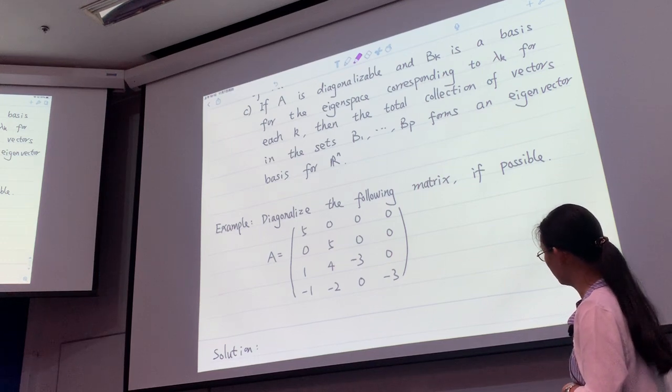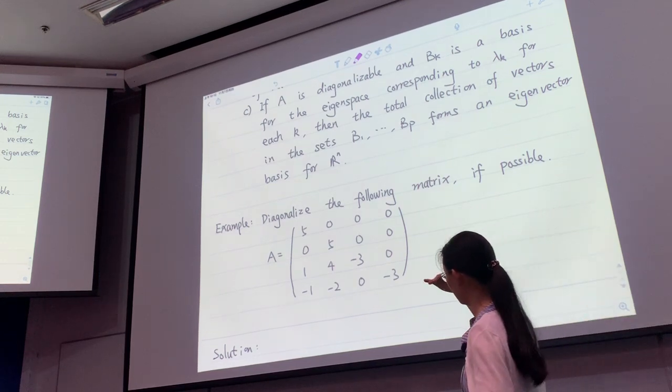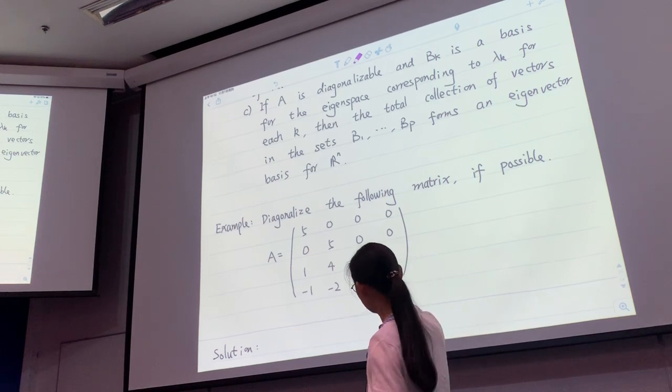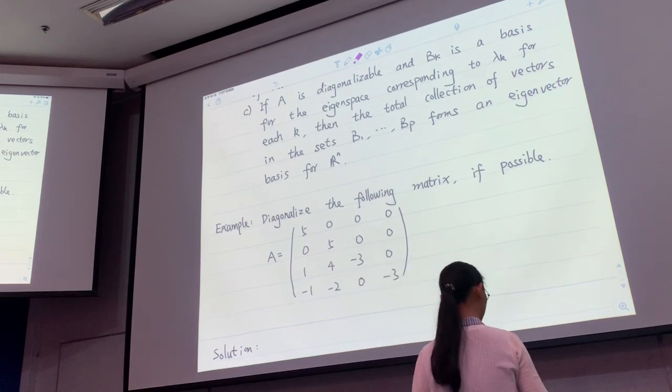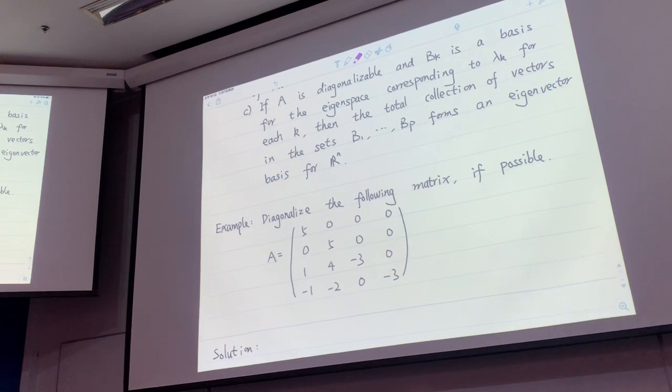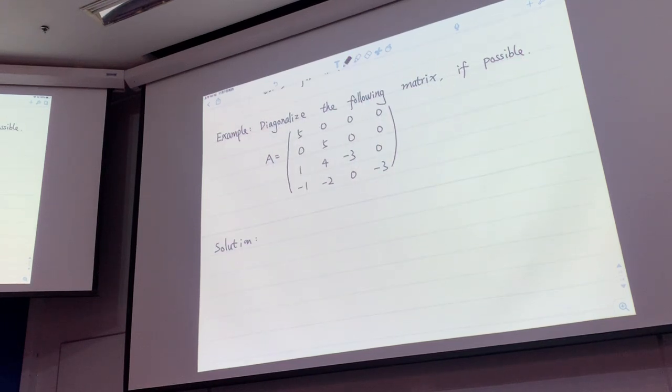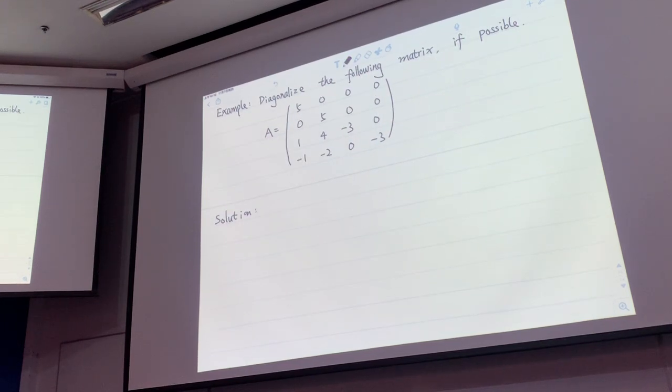Diagonalize the following matrix if possible. So this is a triangular matrix, and so the eigenvalues are easy to find. So we just write down the eigenvalues directly. Then for the corresponding eigenvectors, I just give you the result. Can you help me write down the matrix P and the diagonal matrix D? In the exam you need to solve the equation for sure, okay?